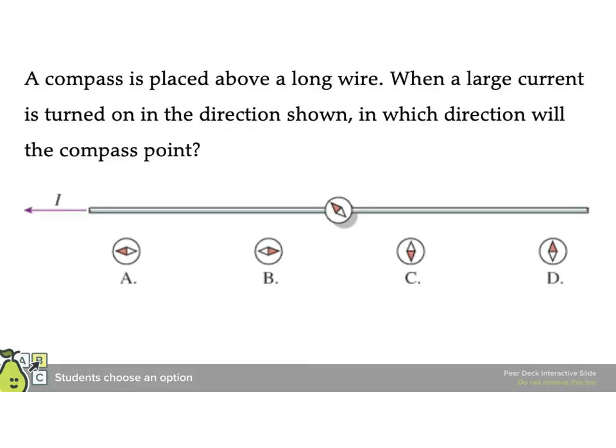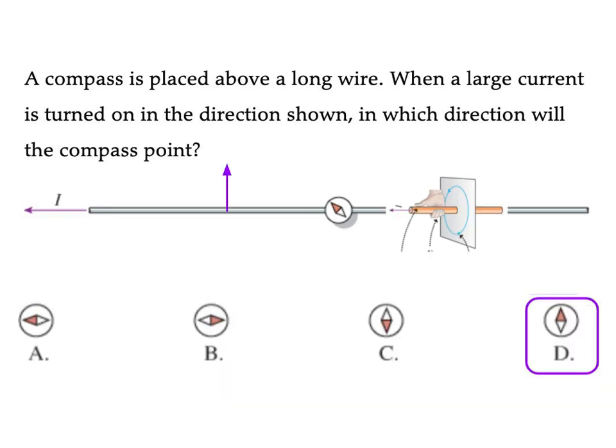All right, so a compass is placed above a long wire. When a large current is turned on in the direction shown, in what direction will that compass point? And I want to indicate something here. These compasses are not in the field. They're not real. This is the compass that they're talking about, and they're saying it will match one of these four.